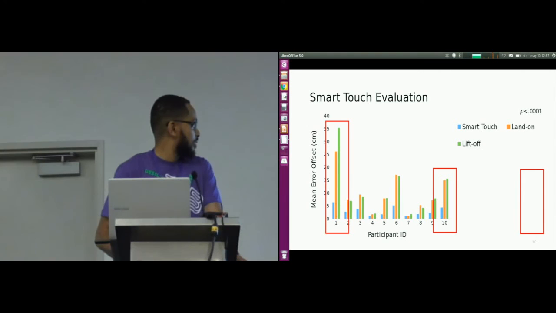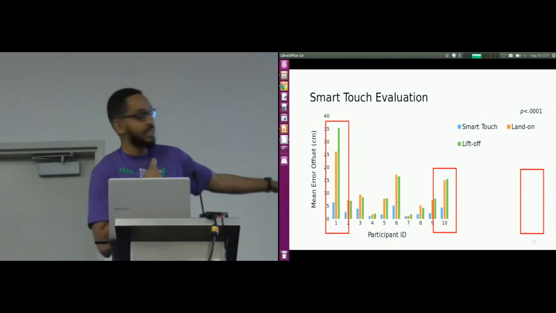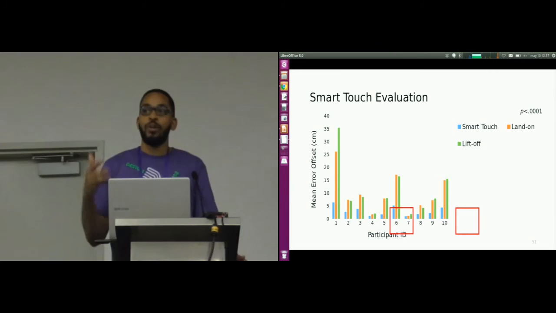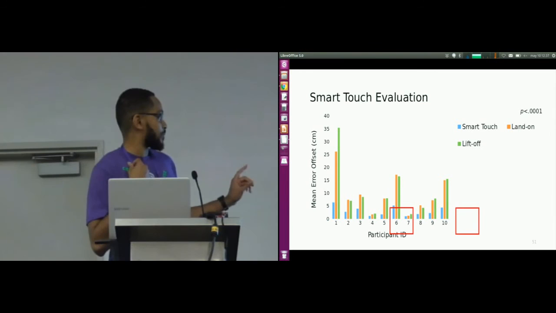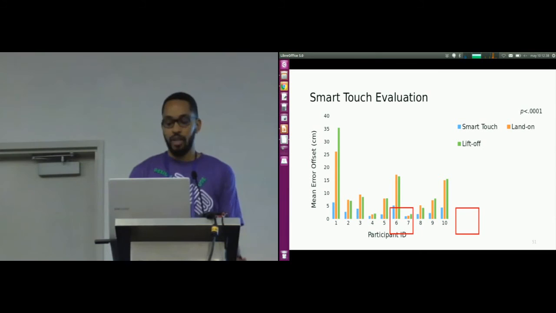That's supposed to be over participants 1, 6, and 10. You can see here that for those participants, SmartTouch was able to provide a huge increase in performance. And even with participants in which the distances between land and liftoff were much closer, as you can see in participants 4 and 7 here, SmartTouch was still able to provide some benefit.